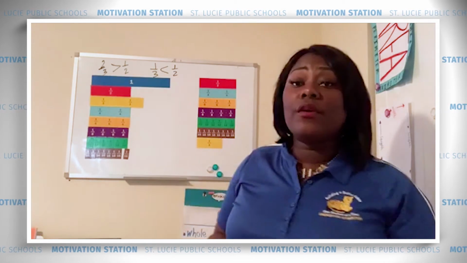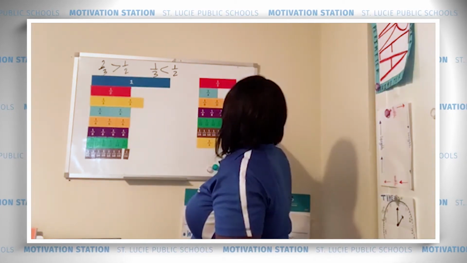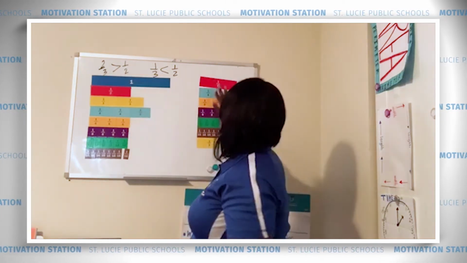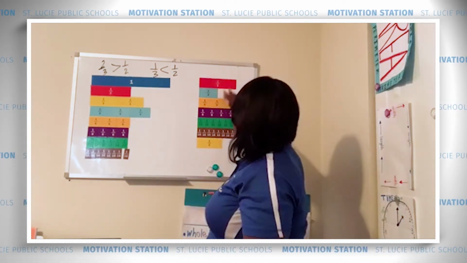Well, if it takes 2/4 to match the equal size of half, what would happen if I removed one of those 4th size pieces? Do I still have a train that's equivalent to half? No, I don't. So if 2/4 is equal to the size of half, less than 2/4 is also going to be less than half. What about the 6?